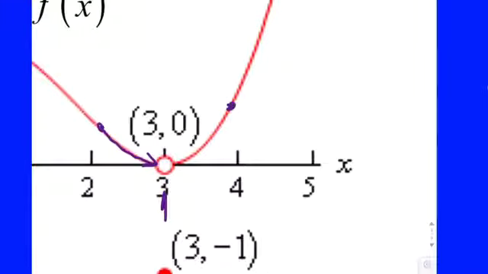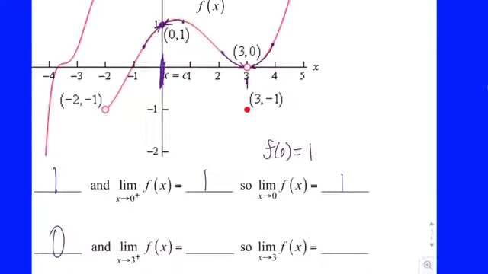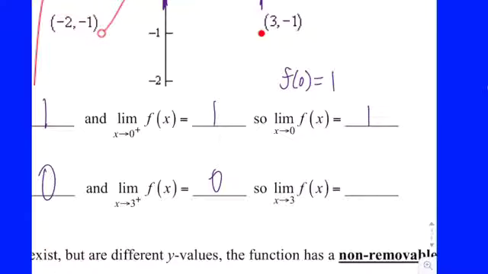Hop on the graph to the right. Start heading back towards 3. We're getting closer and closer to 0 again, okay? So what can we say about the general limit? It's also 0. The general limit is 0.